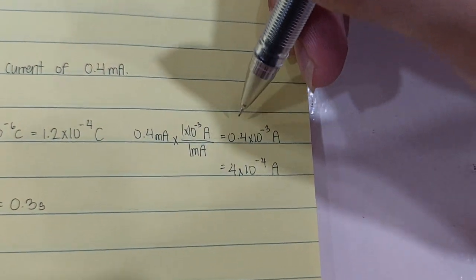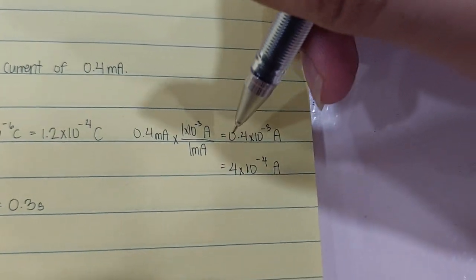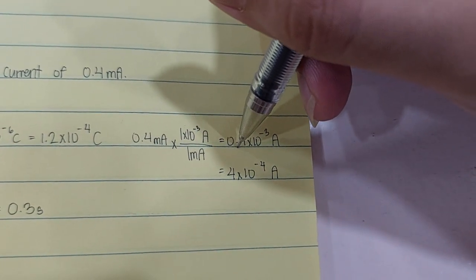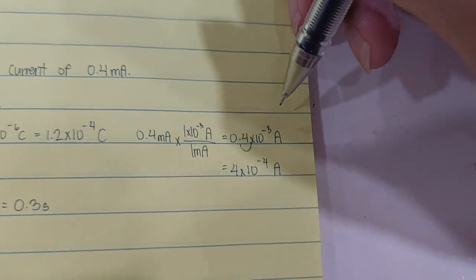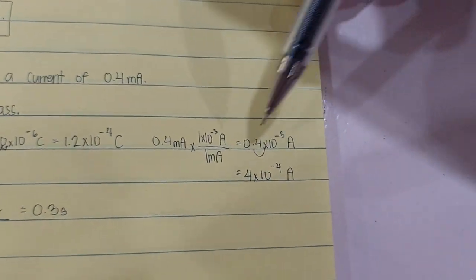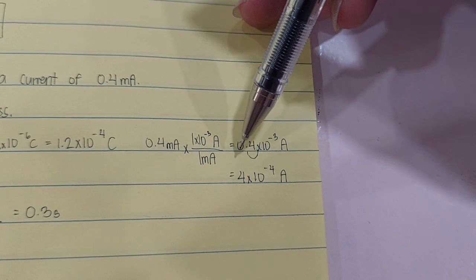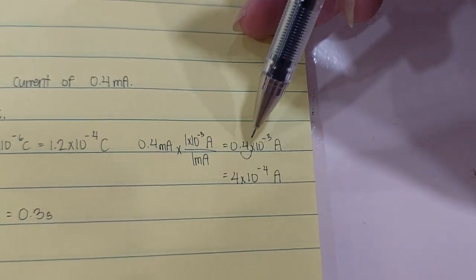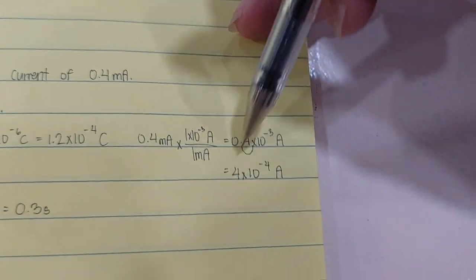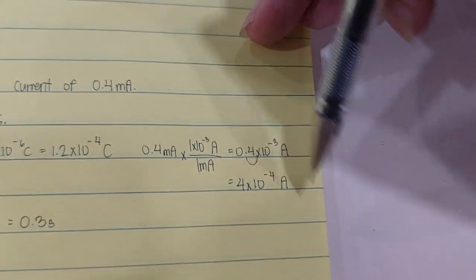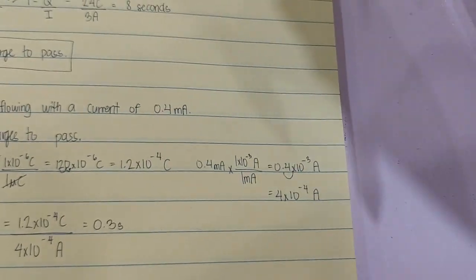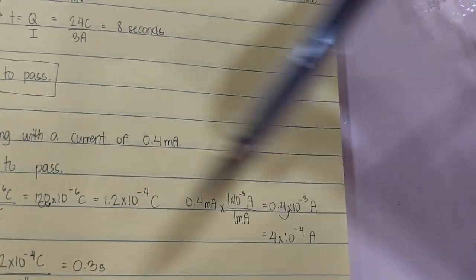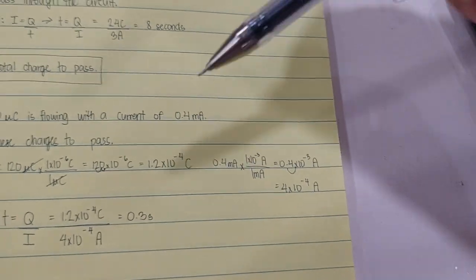However, in this case, we want to simplify it even more. So we move the decimal place to the right of the 4, which is to the right by 1. So we have to decrease the power by 1, because we moved the decimal place by 1. Negative 3 minus 1 is negative 4. The decimal place is at the right, so it's 4 times 10 to the power of negative 4 amperes. You could simplify it like I did, or you could just run through it, but the answer will still be the same. That's just up to your personal preference.